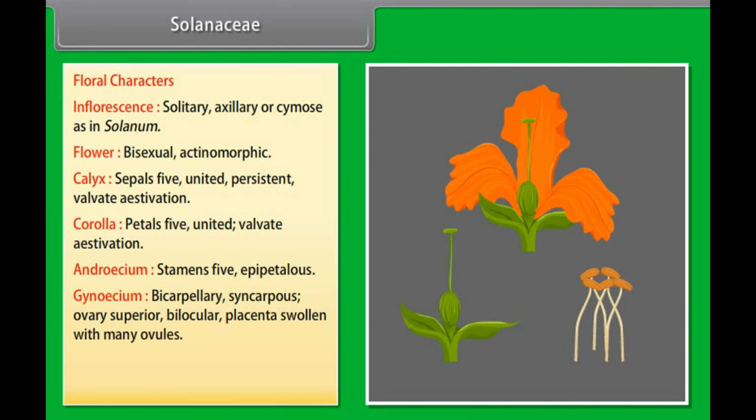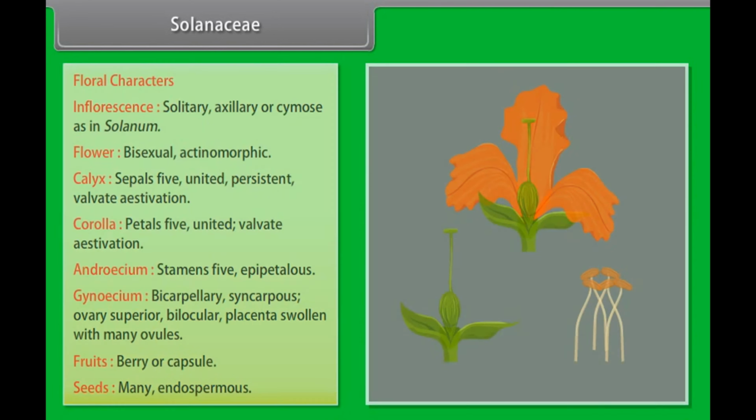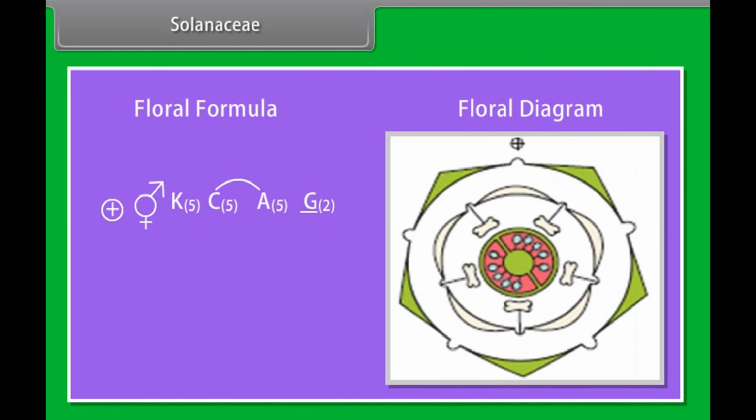Gynoecium, bicarpellary, syncarpous, ovary superior, bilocular, placenta swollen with many ovules. Fruits, berry or capsule. Seeds, many, endospermous. Floral formula is shown, and this is the floral diagram.